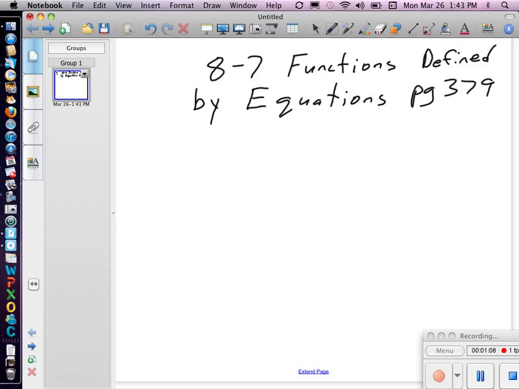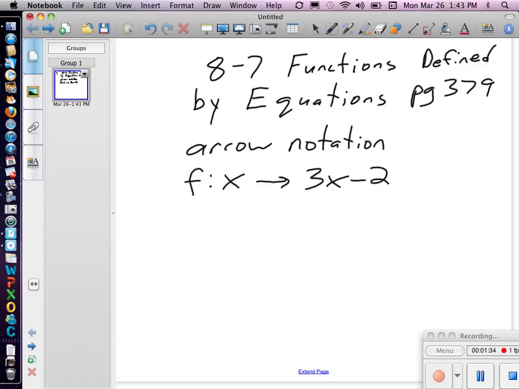The first thing you might notice is something called arrow notation. Let me give you an example. We have f colon x arrow 3x minus 2. You might be looking at that thinking, what is this? I have no idea what's going on. It's actually just a fancy way of writing y equals 3x minus 2. So that f colon x, or f of x, which we'll talk about more later, is just a way of representing y.